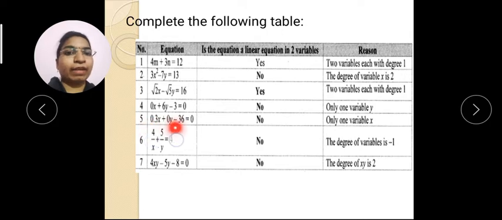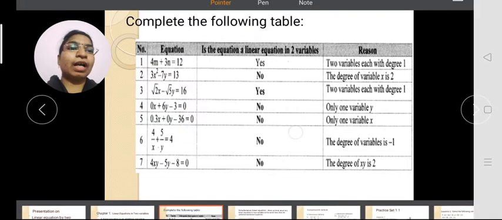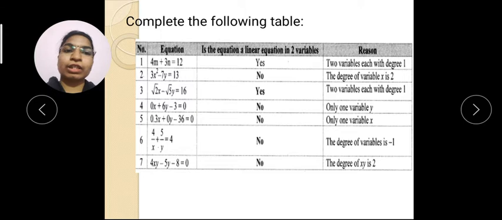Next, in the same way, in the fourth one, 0y is there and therefore the equation is 0.3x plus minus 36 is equal to 0. This is linear but not in two variables and therefore this is not a linear equation in two variables. Now in the sixth example, see here 4 upon x plus 5 upon y is equal to 4. Is the given equation a linear equation in two variables?